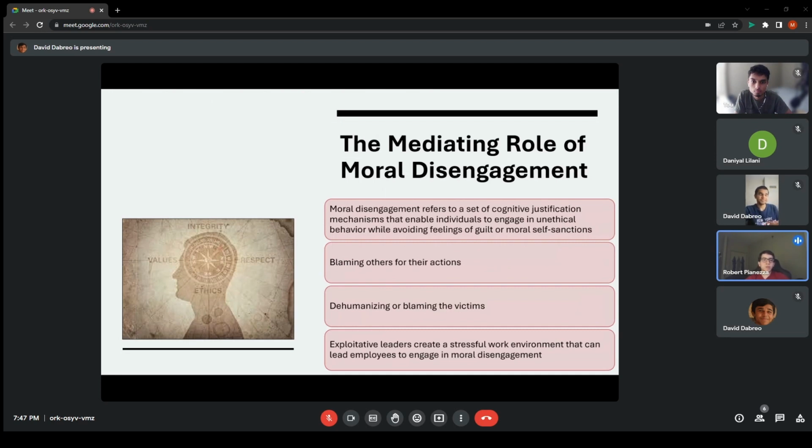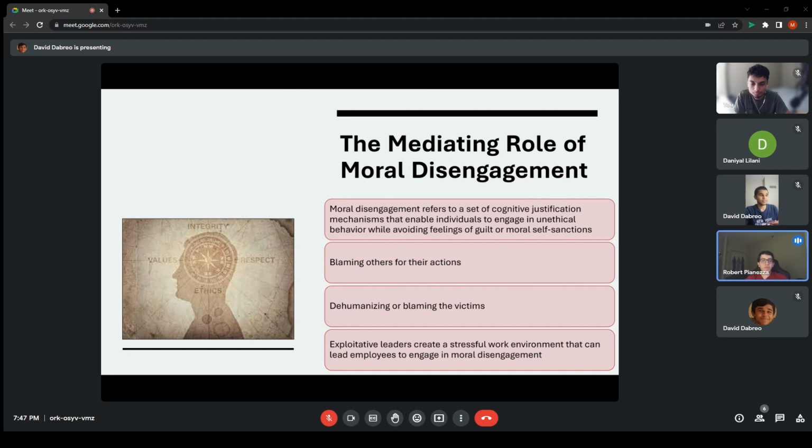Moral disengagement refers to a set of cognitive justification mechanisms that enable individuals to engage in unethical behavior while avoiding feelings of guilt or moral self-sanctions. These mechanisms may involve displacing responsibility, such as blaming others for their actions, disregarding the negative consequences of their actions, and vilifying the recipients of unethical behavior, or dehumanizing or blaming the victims. There is a strong connection between exploitative leadership, moral disengagement, and employee expediency.